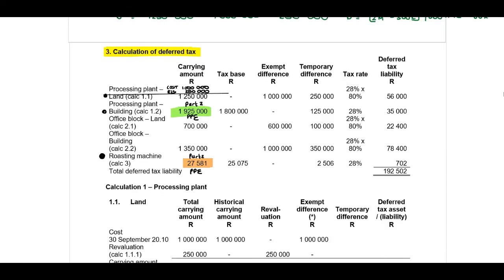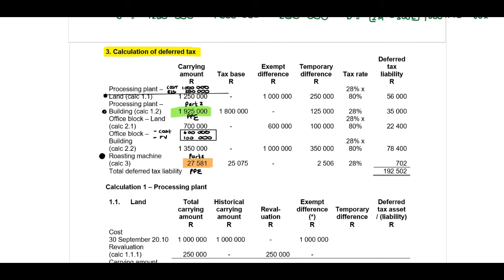Okay, therefore, next, if we now look at our office building, again, I prefer to include this as a separate line item. I will include my cost. My cost will be the 600,000. My fair value adjustment will be the 100,000. Together, this will be 700,000, right? The same in terms of my building. My building will have a cost.